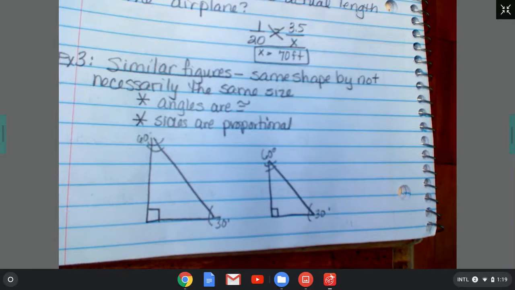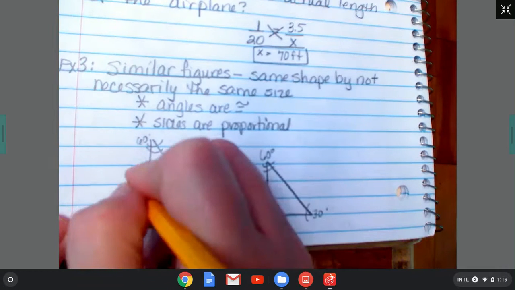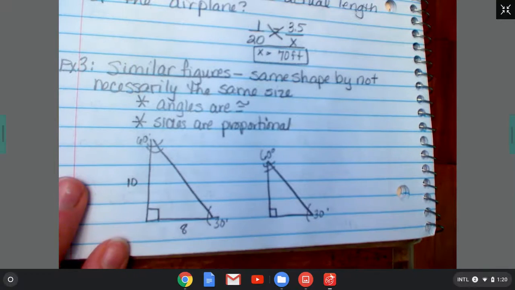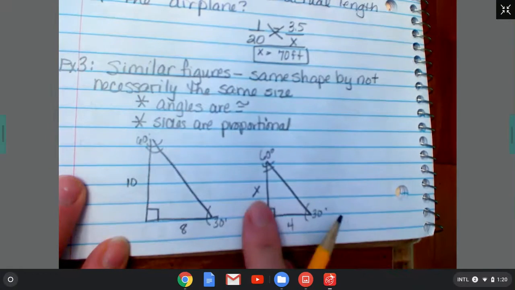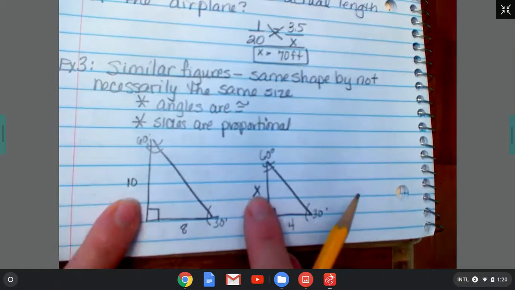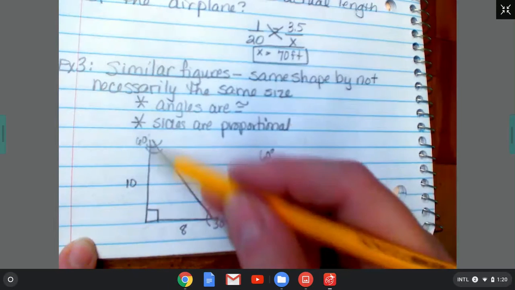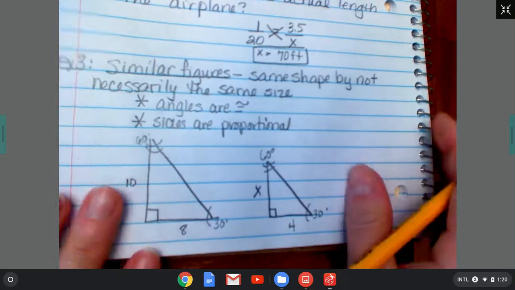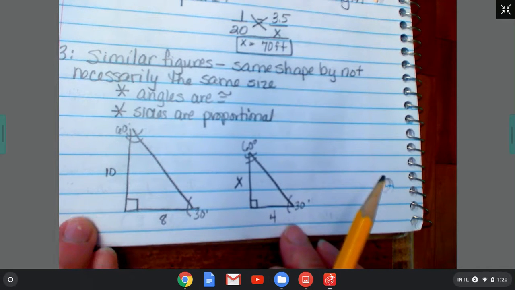So on this problem, they give me 10 and 8 for the sides of this triangle, and then x and 4. Okay, they want me to find this side. So what you need to do is see what pairs together. These 2 sides are between the right angle and the 2 switch marks, so they go together. This is between the right angle and the 1 switch mark, so they go together. Okay, so there's multiple ways of setting it up, but I just like to do what goes together.